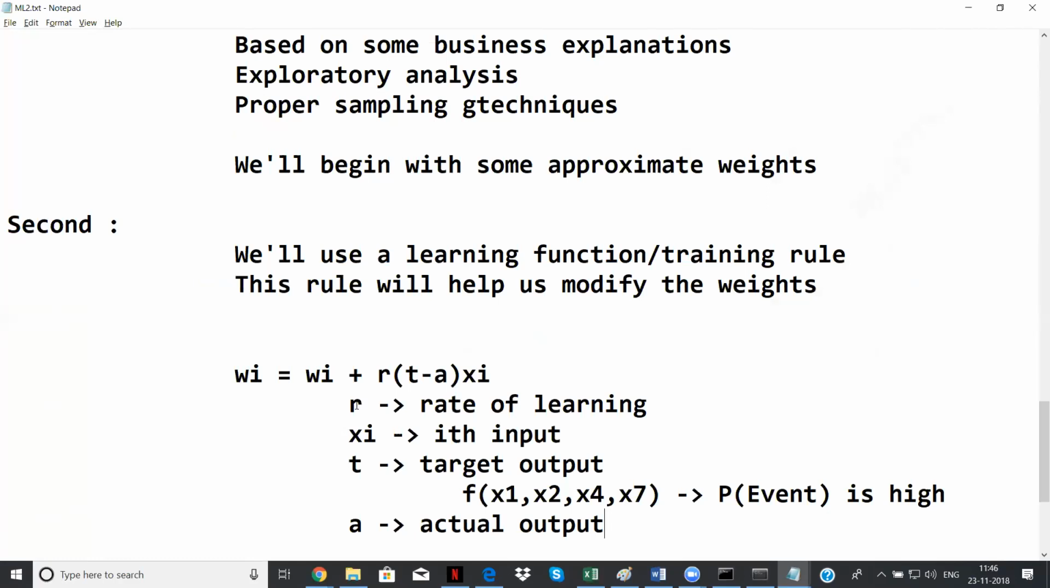What will happen if your target output and actual output are the same? No error. What will happen? Your weight will be equal to the weight, right? It will not change. So let's say your estimation started with beta equals 0.5. If both target and expected outputs are the same, your beta will remain as it is. It will not change.